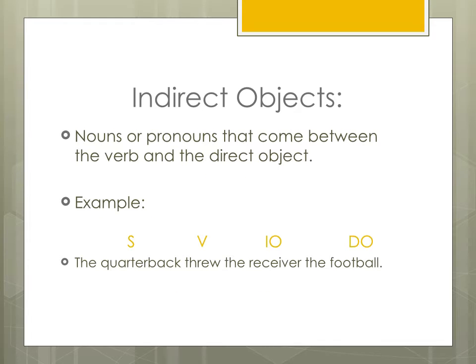So what is an indirect object? Well, indirect objects are nouns or pronouns that come between the verb and the direct object. They kind of sneak right into the sentence. Here's an example. Instead of saying the quarterback threw the football, we're going to sneak in our indirect object and say the quarterback, subject, threw, verb, the receiver, indirect object, the football, direct object.